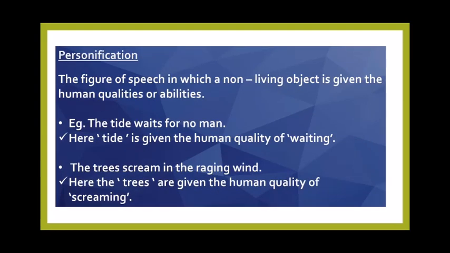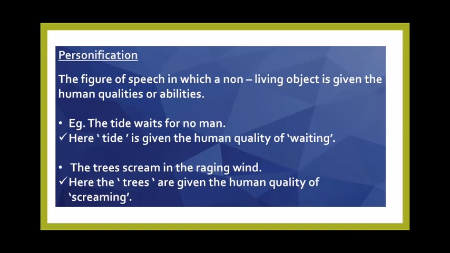Next is personification. The figure of speech in which a non-living thing or an object is given human qualities or abilities. Let's see the example. The tide waits for no man. So you all know what a tide is, high tide, low tide. So here the tide is given the human quality of waiting.